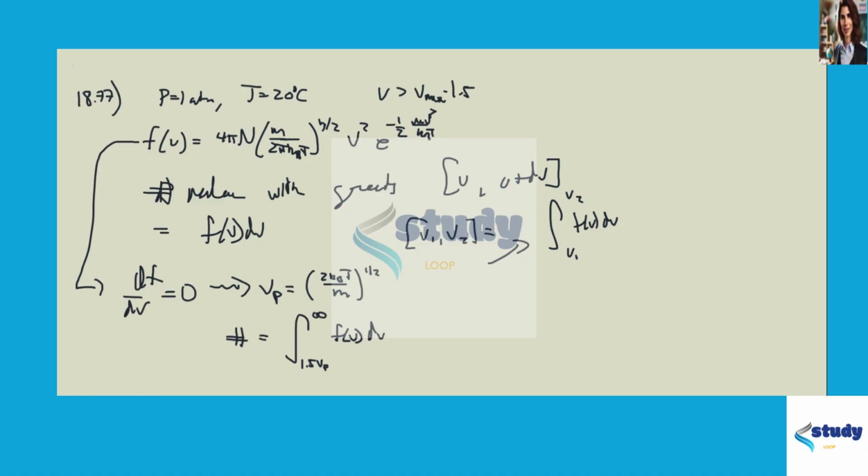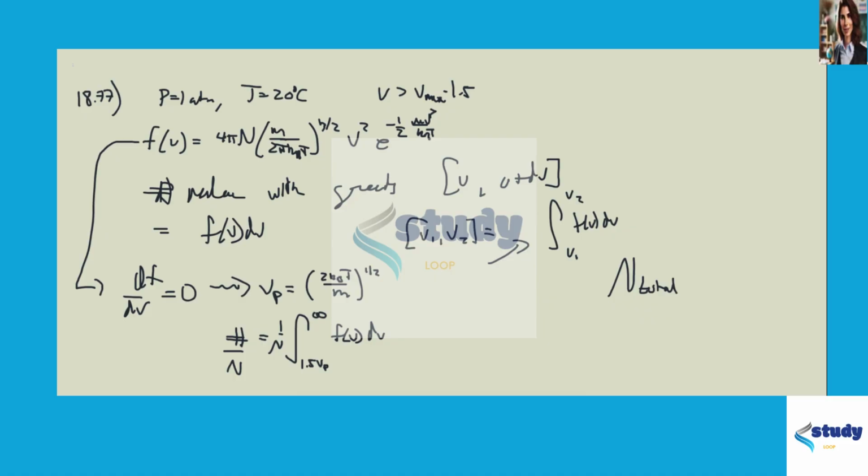Let's keep going. Let's assume there are N molecules in total. Then the fraction with speeds greater than 1.5 vp is just the number over the total. So if that's the fraction we want to find, we want to find this integral.